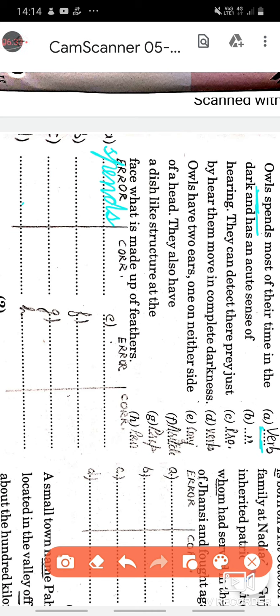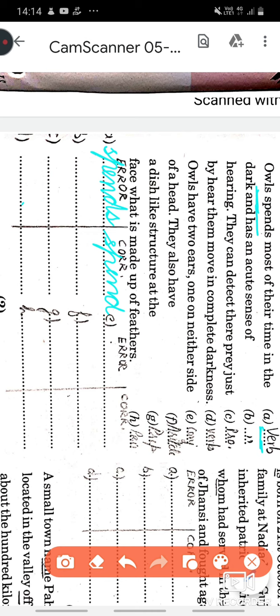So spends will change to spend. Look at the way how to write the answer. Let's go with the second line. But before we go for the B part of the error, we'll start from the first sentence, or you can say the previous sentence. Owls spend, now read it with a correction.